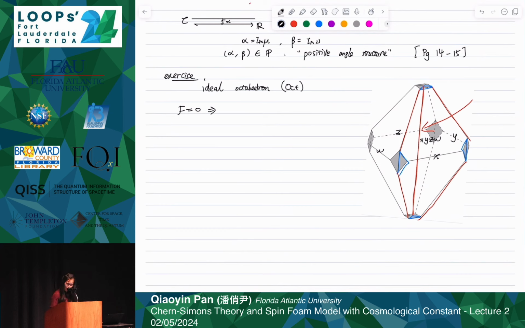Then my gluing constraint turns out to be xyzw equals 1. And I will also have the bar version, the complex conjugate version of it. But since I analytically continue mu to be a complex number, the z bar, if I define it in the same way as before, is no longer the complex conjugate of z. So instead of z bar, I would call it z tilde, also for x, y, and w. And this is another constraint. This is a gluing constraint.